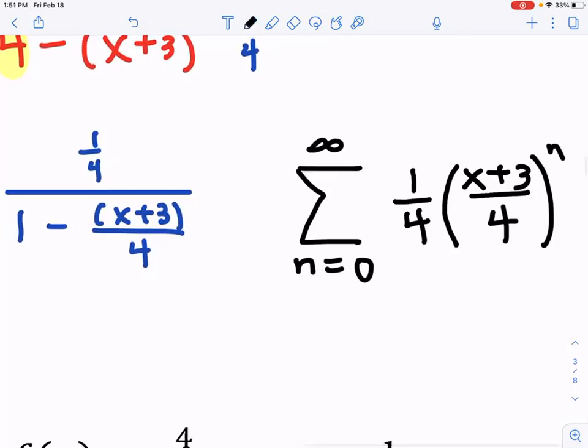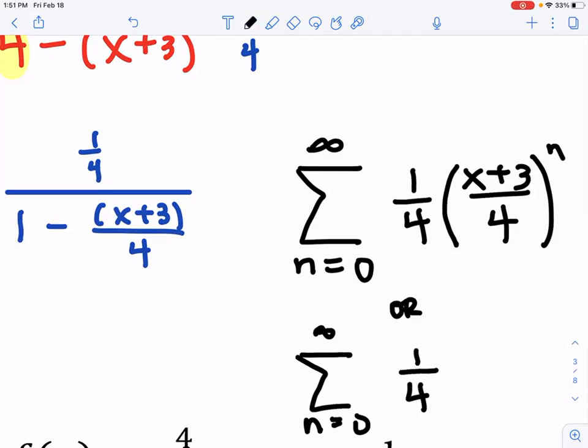Okay, now you are welcome to leave it like this, or you could also write it as 1/4 to the n plus 1 times x plus 3 to the n. This is 4 to the n times 4, so we could make it 4 to the n plus 1.